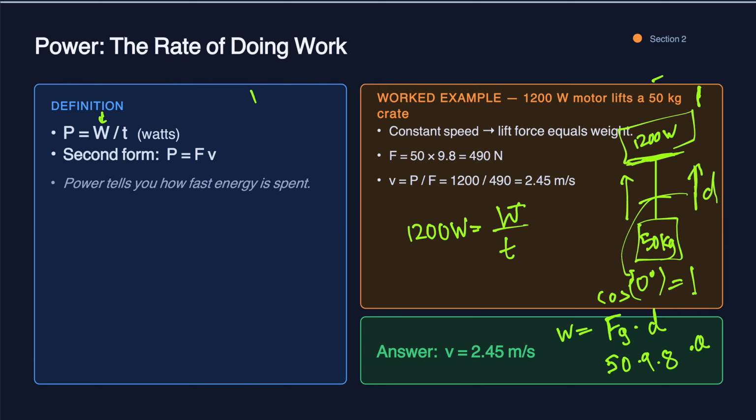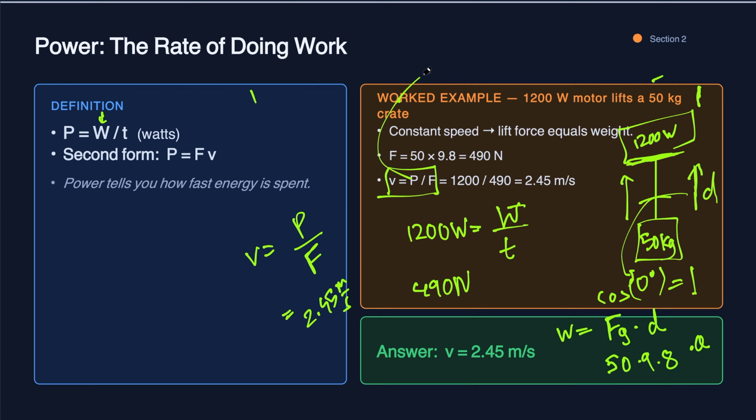But we know that's 490 Newton here. And the velocity is going to be the power over the force. So that's going to be 1200 divided by 490, or 2.45. Now this equation might seem a bit random, right? But think about where it comes from.